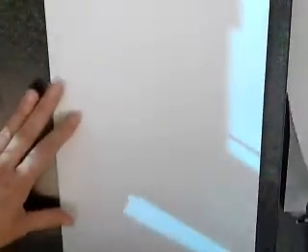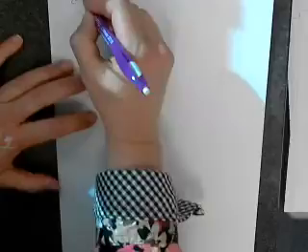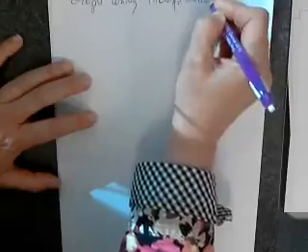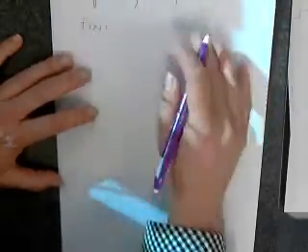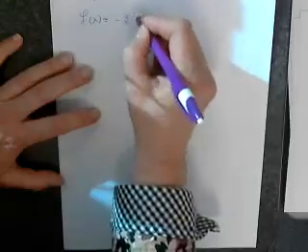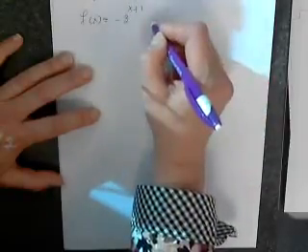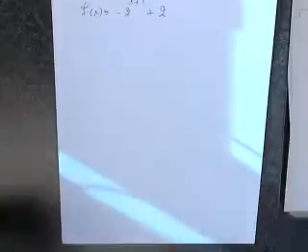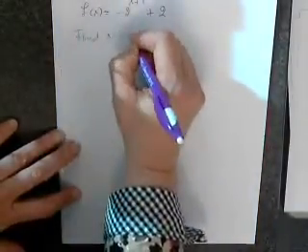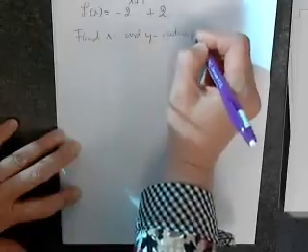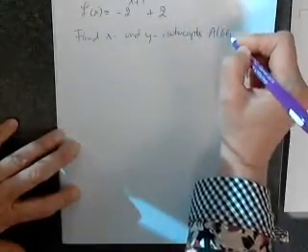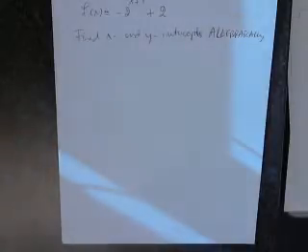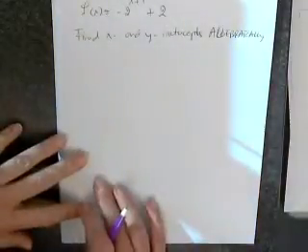What if I ask a problem like this? Graph using transformations f of x equals -2 to the x plus 1, plus 2. And find x and y intercepts algebraically. I would like to start with that, to find the x and y intercepts first.